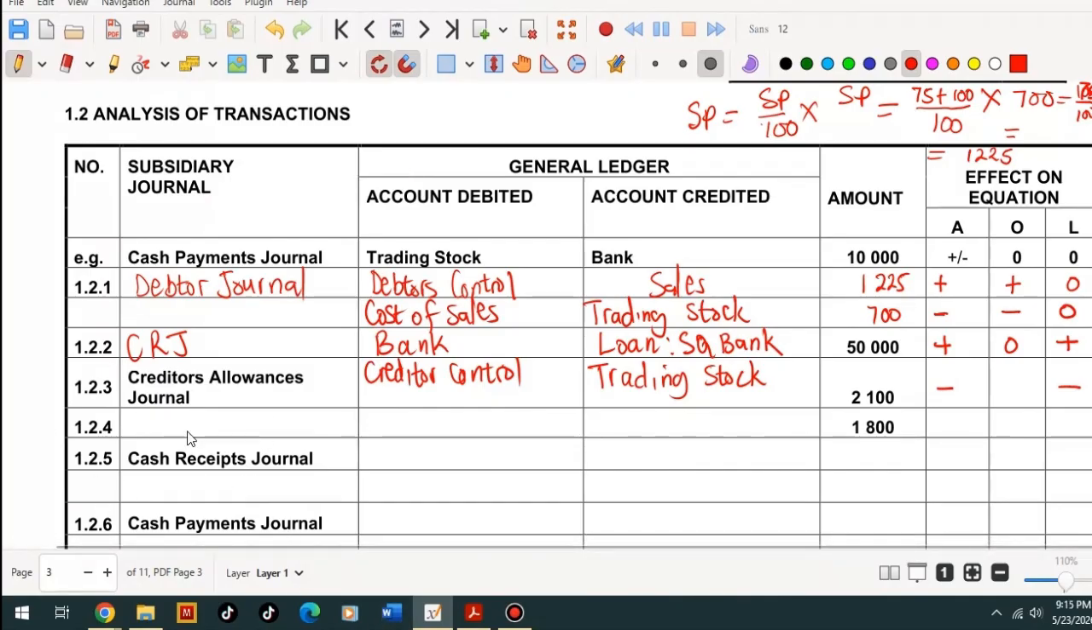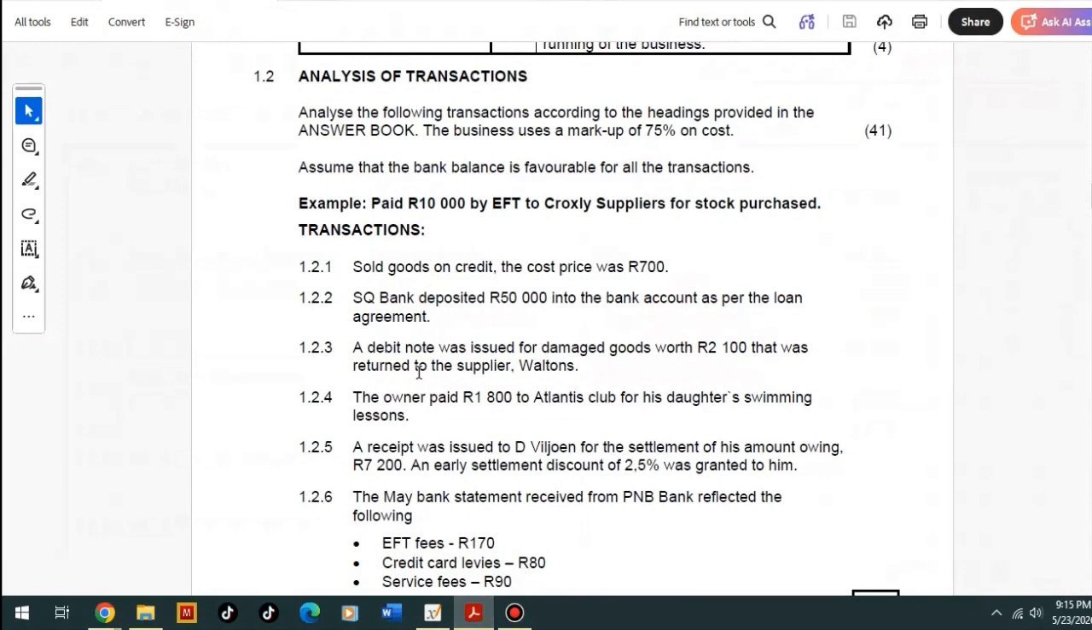So it's a minus on liabilities. Then the next question is 1.2.4. The owner paid 1,800 rands to Atlantis club for a year's training lessons. The owner is using the business's money to pay his personal expenses.